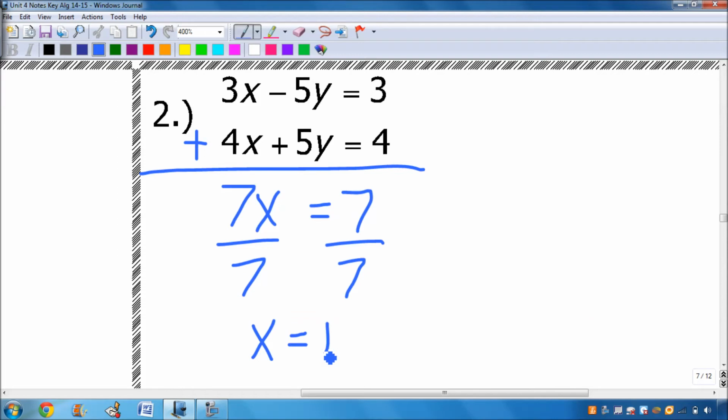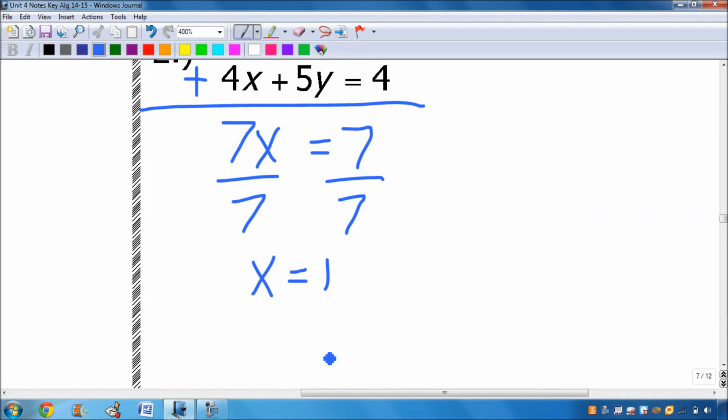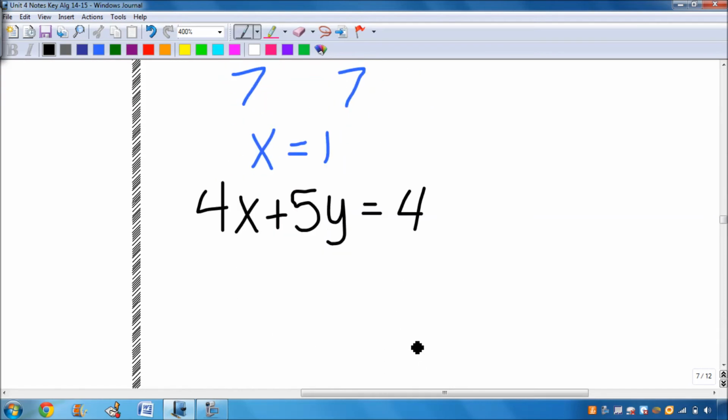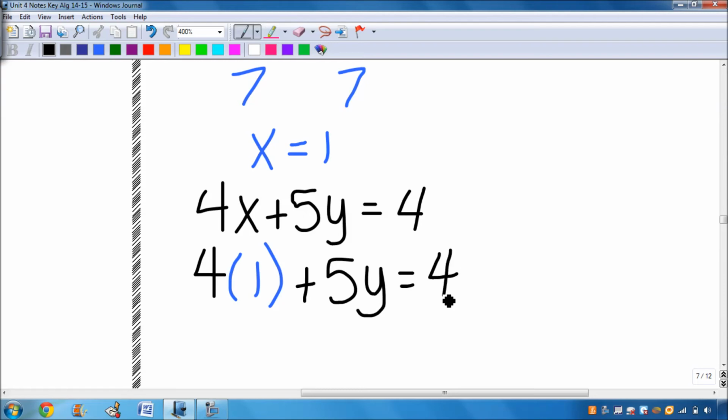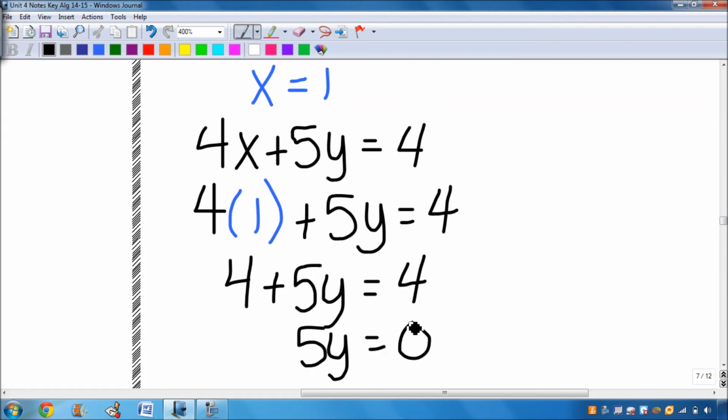Now that you know what x is, you can take it and plug it into any equation you want and solve for y. So I'm going to plug it into 4x plus 5y equals 4. Again, it's your choice. If you want to plug it into the top one, that's totally fine. So you get 4 times 1 plus 5y equals 4, okay? So then I'm going to just go ahead and continue solving. Subtract the 4 from both sides, I get 5y equals 0.